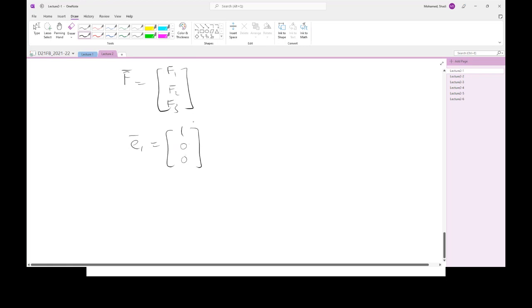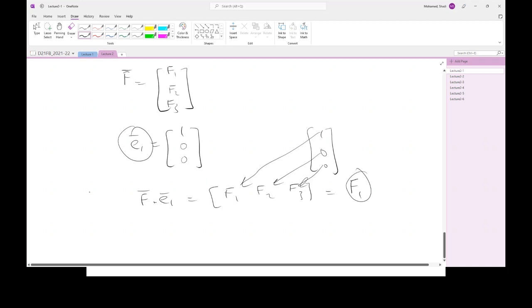Now, you can find which component is related by multiplying F with E1. So multiply them using the dot product. In this case, F1, F2, and F3 is multiplied by 1, 0, and 0. And the final product is going to be F1. So F1 is the component that is associated to E1.